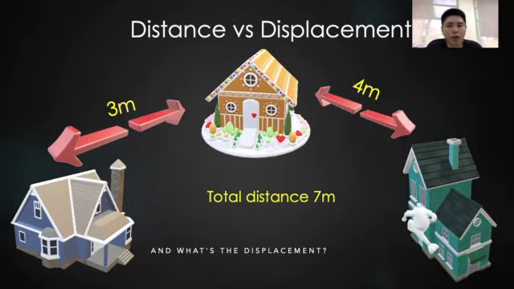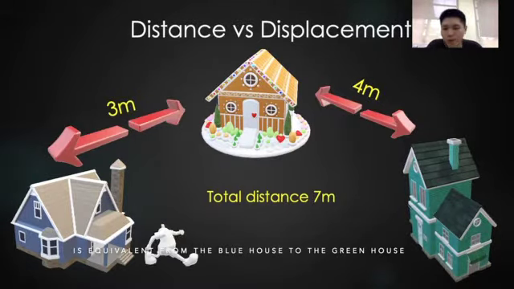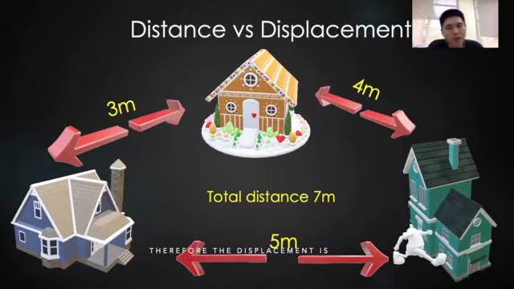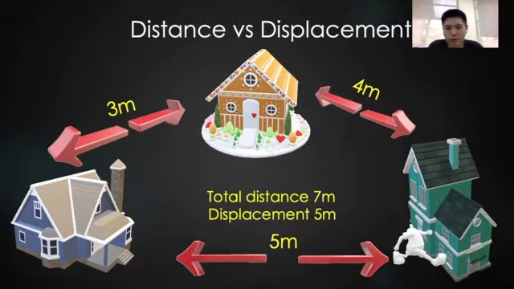And what is the displacement? Displacement focuses on the initial position and the final position. For this path, we can represent it in another way. It's equivalent to traveling straight from the blue house to the green house. That's the displacement. We're just focusing on the initial position and the final position. Let's say it's 5 meters. Therefore, the displacement is 5 meters.